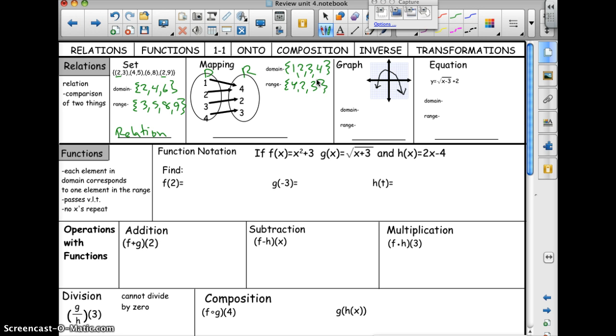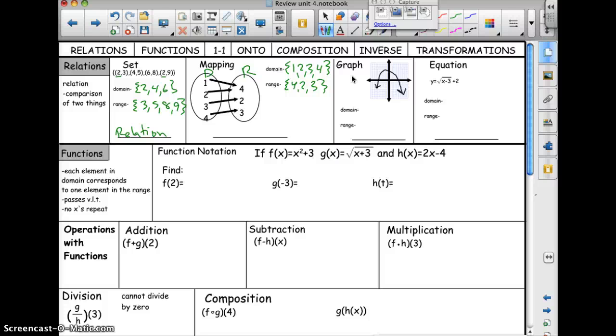Now, this is, in fact, a function, because there's no domain value used twice. For every distinct value of the domain, there's only one way to go. If you put 1 into this function, you're going to get a 4. You can't get a 4 or a 2. So, for every x, there is exactly one y. All right, so it is a function.